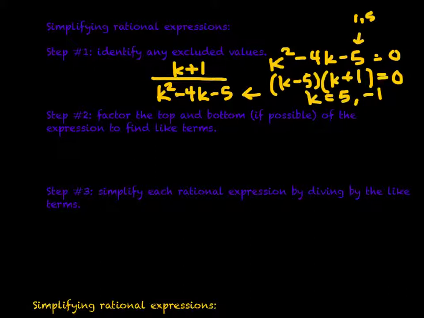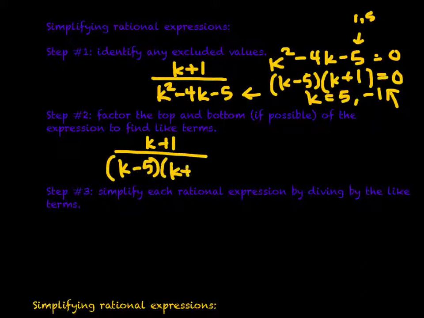Okay, so now after that we need to actually look and factor the top and the bottom. So our top is still k plus 1 because k plus 1 is totally factored. But the bottom, we've already done the math work to factor it. We found k minus 5 multiplied by k plus 1 is equal to our original expression. So now we've factored it, which is awesome. We did factoring in the first step right away. We got it taken care of. That's always nice. And now our last little bit is we need to simplify.